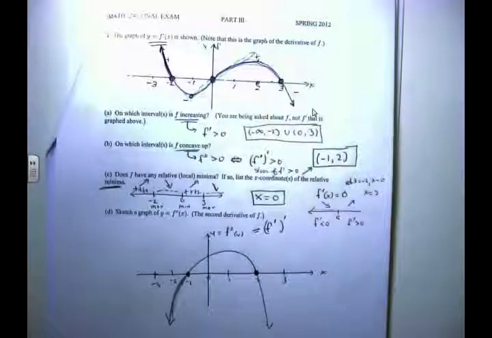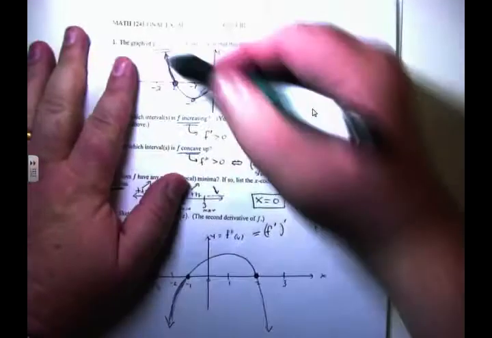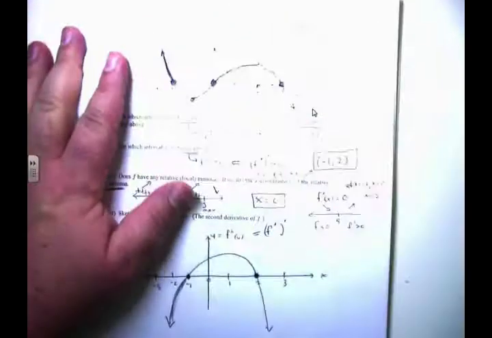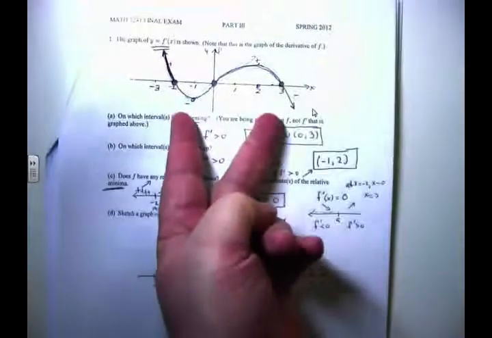Last thing is this, just a thought. Look at this picture right here. It's a squiggly graph, and I've got two humps in it. Generally, what kind of graph looks like this?